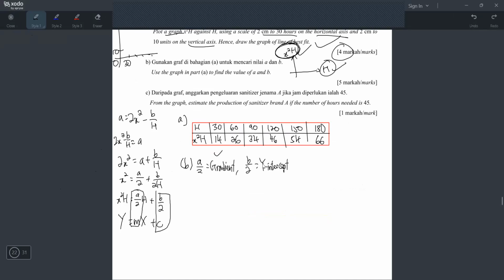Why have to use capital letter? Because your y-axis is actually x squared h. That's why you have to write huruf besar. So now you have to find your gradient from the curve, and then you have to find your y-intercept from your graph.